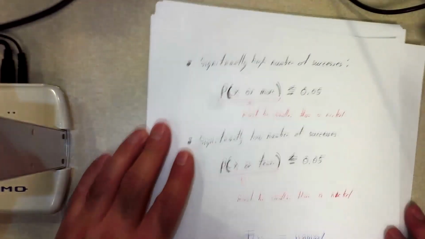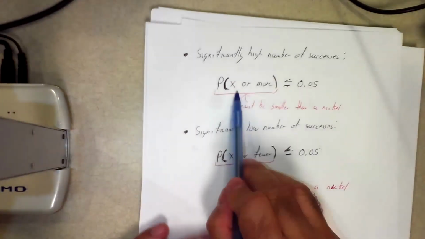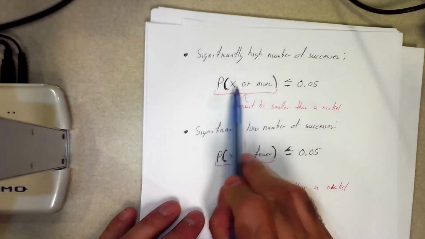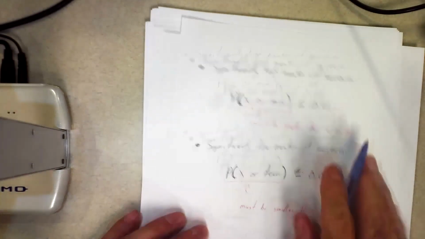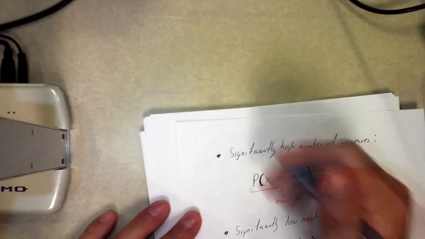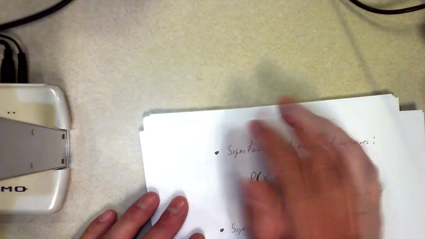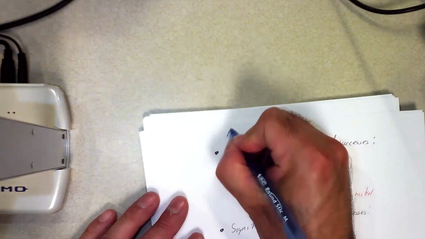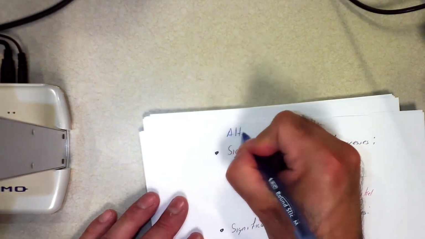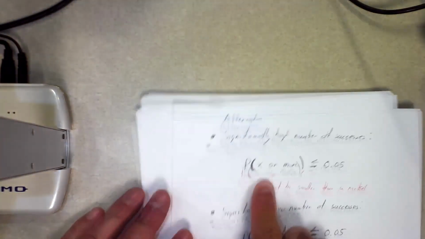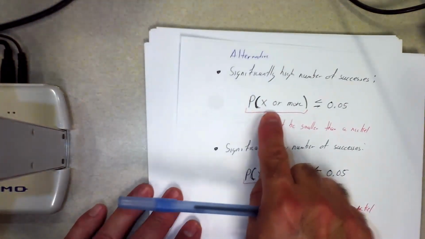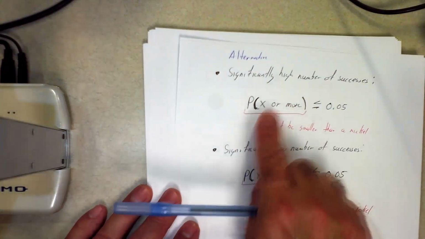It's got to say X or more, or it's got to say X or fewer in order for you to use the alternative. You don't want to find the mean and standard deviation, so you want to do the alternative shortcut. So you look for these specifics. It's got to say X or more, X or fewer.